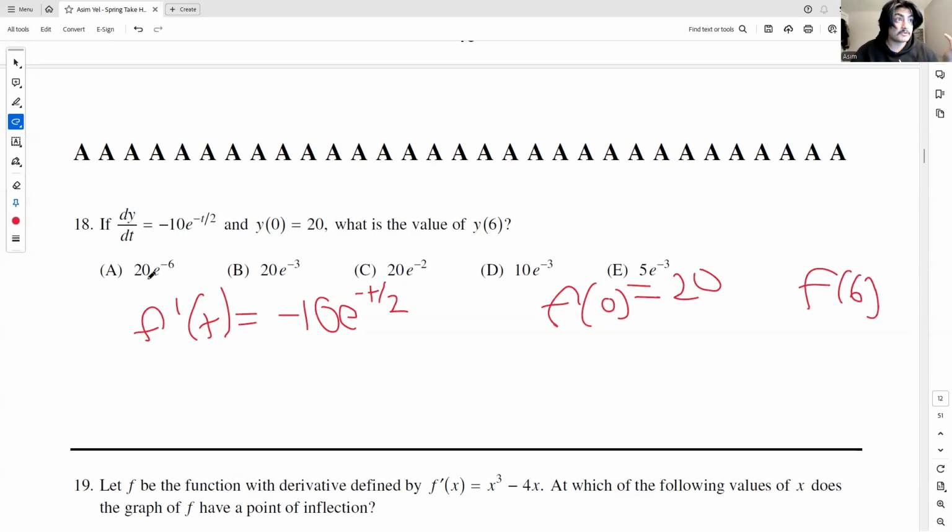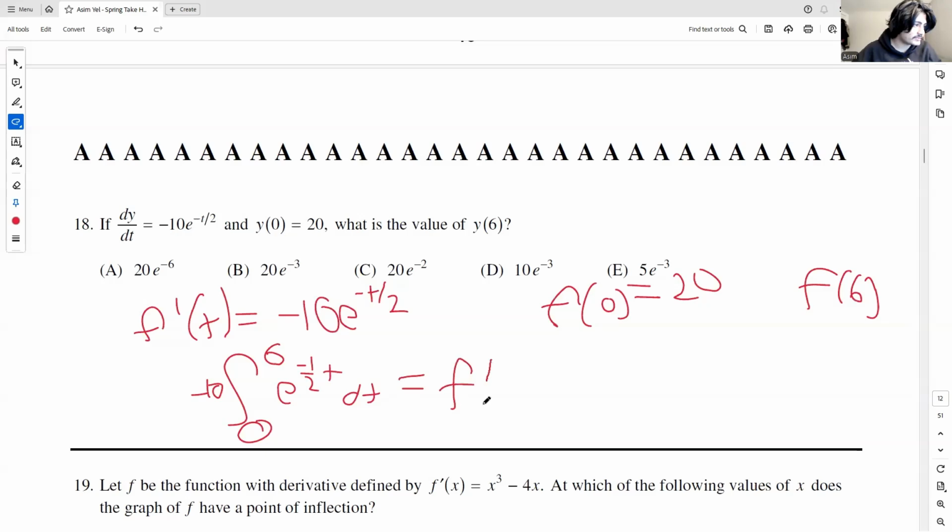Basically, just get rid of that derivative. How do I get rid of that derivative? Awesome. Just use your integral. I'm just going to use 0 to 6 in order to satisfy this form. Now you understand why I'm using these intervals for the definite integral I'm working on. And negative 10, I'm just going to put that negative 10 away. The integral of e to the negative 1/2 t dt is equal to what? f of 6 minus f of 0, right?